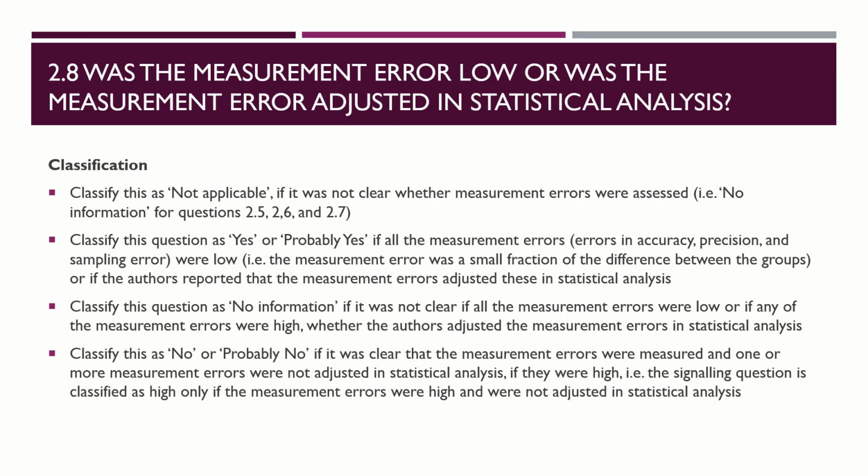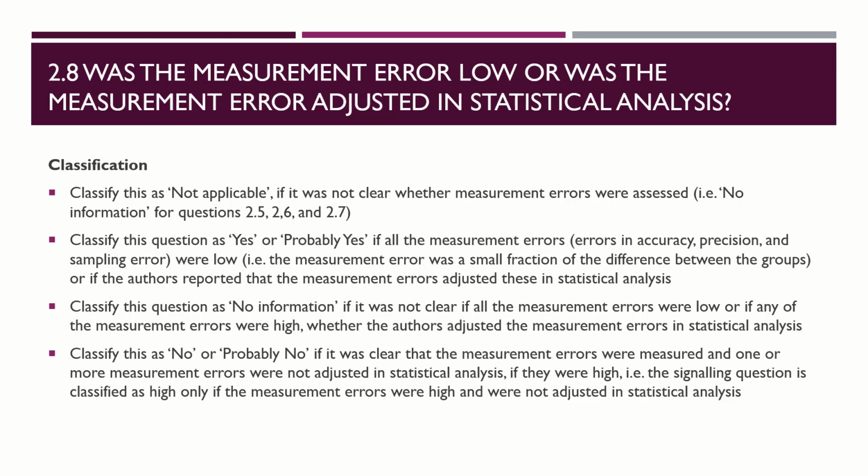Okay, so classify this as not applicable if it was not clear whether measurement errors were assessed. That is, you have to have no information for all three questions if it was not clear whether they actually measured it. So you have to have no information for questions 2.5, 2.6, and 2.7. Then you would classify this as not applicable. Classify this question as yes or probably yes if all the measurement errors, which should cover errors in accuracy, precision, and sampling error, were low. It's not sufficient if only one of them is low. It should be all of them low.